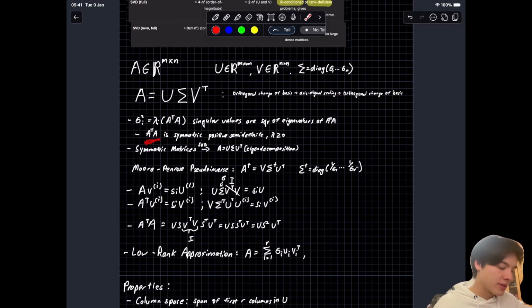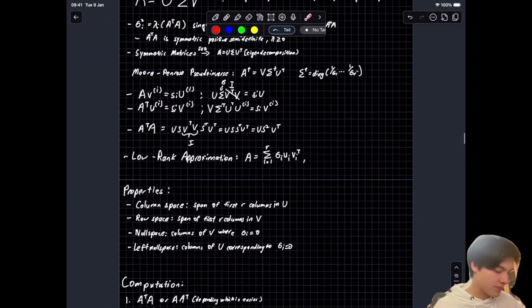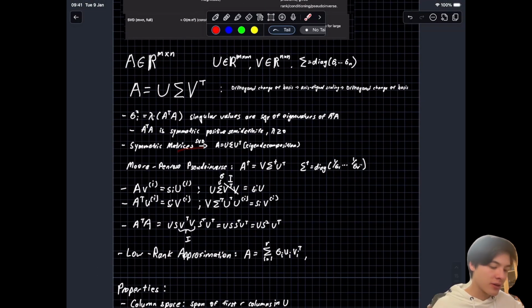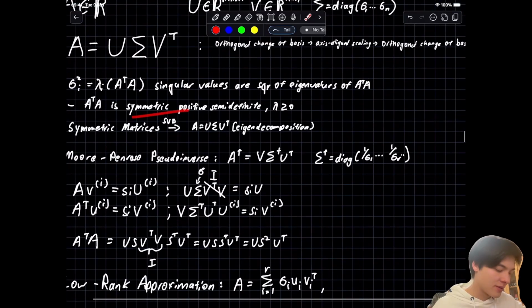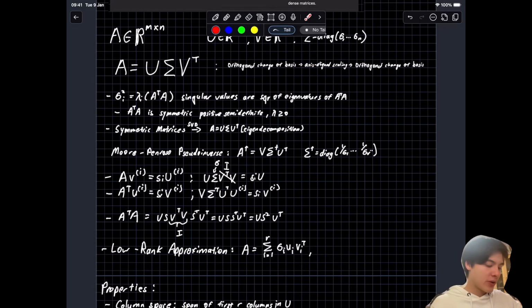And why do we do this? A transpose A is symmetric positive semi-definite. That means all eigenvalues are greater than or equal to 0. That means we can do eigen decompositions or orthogonal decompositions. That comes afterwards in the special matrices part, when I talk more about positive semi-definite or symmetric positive definite matrices.